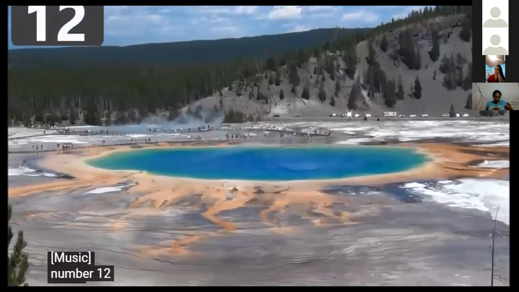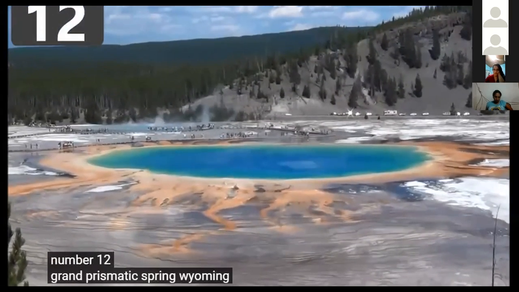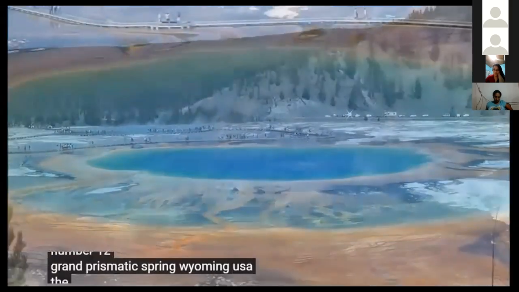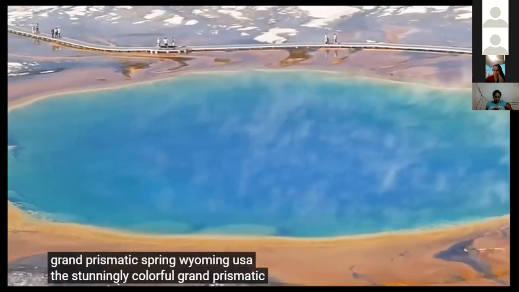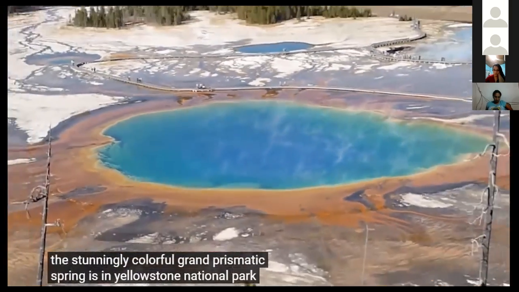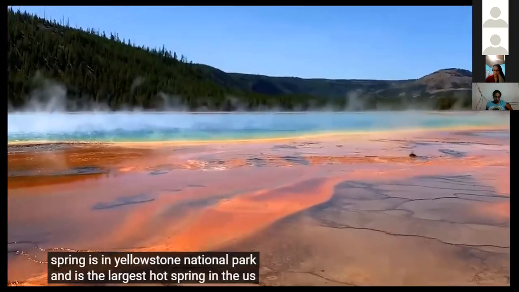Number 12, Grand Prismatic Spring, Wyoming, USA. The stunningly colorful Grand Prismatic Spring is in Yellowstone National Park, and is the largest hot spring in the US.